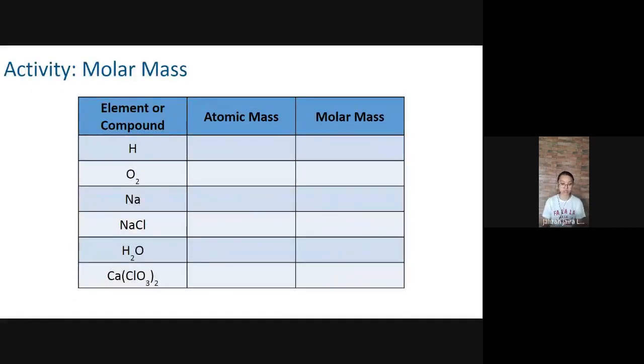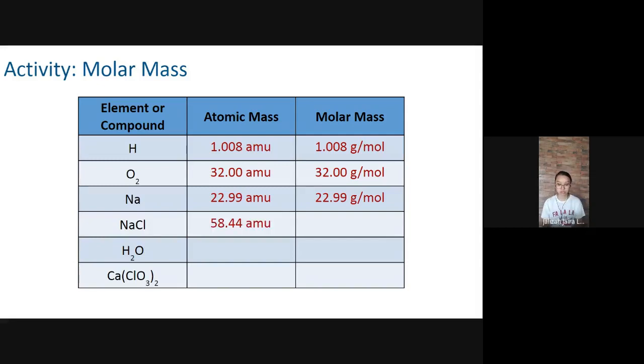So this is a short activity that you can do to help exercise the relationship between atomic mass and molar mass. So hydrogen will have an atomic mass of 1.008 amu. And in a way, if we take that into consideration for the molar mass of hydrogen, it will have this particular molar mass. Same for oxygen, sodium. For sodium chloride, we had to add the atomic masses of sodium and chlorine. And eventually, if we relate that to molar mass, we simply have to change the unit. Same with water, and same with this last compound right here. So hopefully you're getting this part, but you simply just have to add the different atomic masses to eventually get your total molar mass.